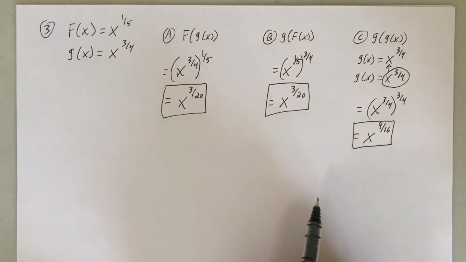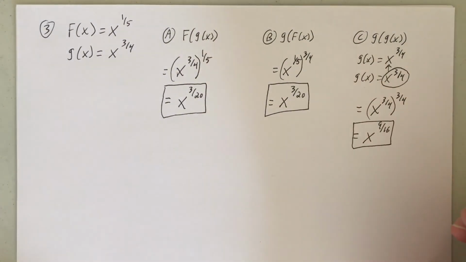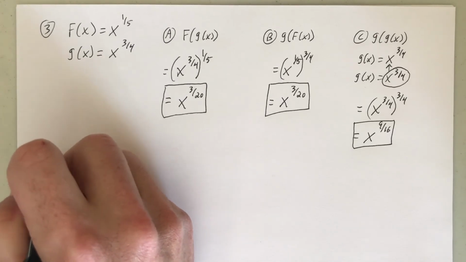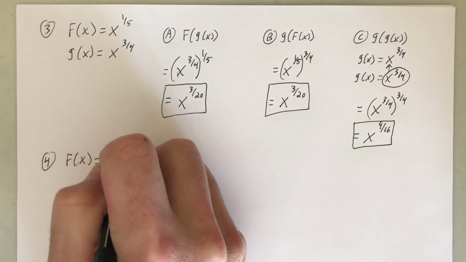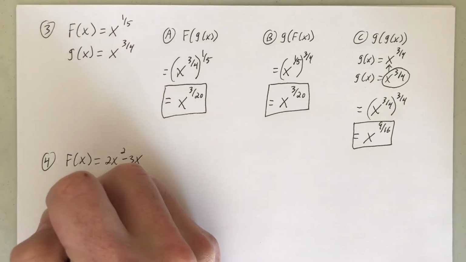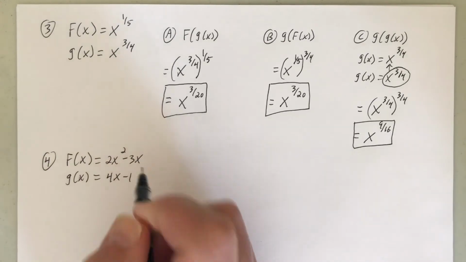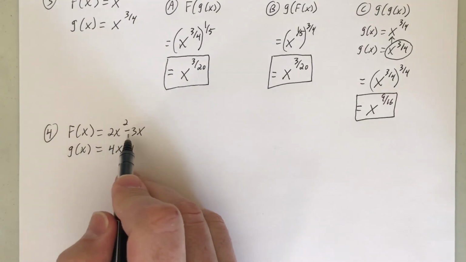So those weren't too bad. We really had just one step, which was multiplying the exponents. All right, so let's look at another problem. Let f of x be equal to 2x squared minus 3x, and g of x be equal to 4x minus 1. If you'll notice, the f of x now has 2 x's in it.